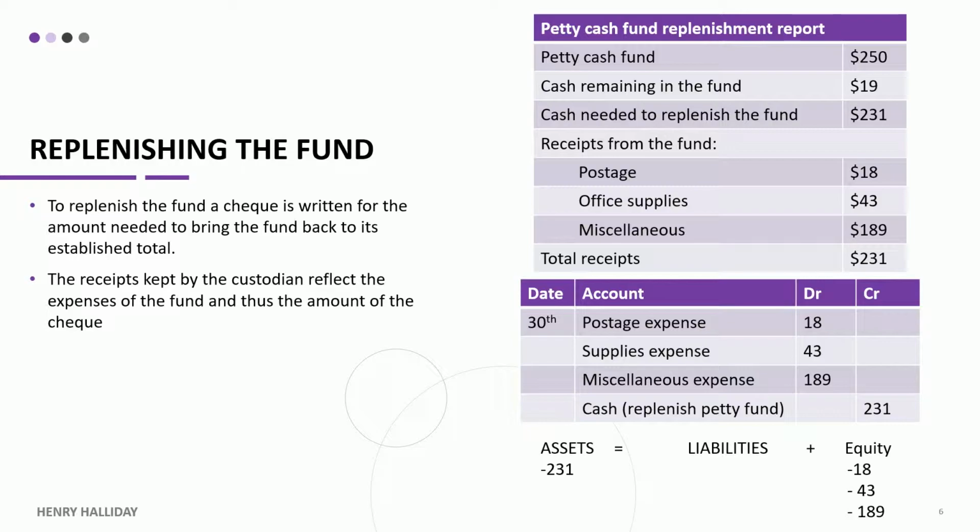After you've done that, you need to make the journal entry. So you can see there the postage expense, supplies expense, and miscellaneous expense have been debited to their respective accounts, and you credit the cash account the $231 needed to fill the petty cash fund account again. And you can see below that how the equation balances, taking money from your assets and also taking money from your equity account.